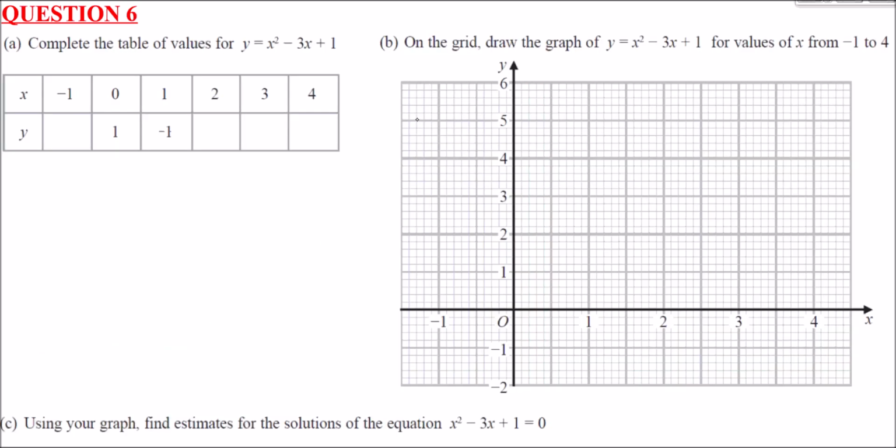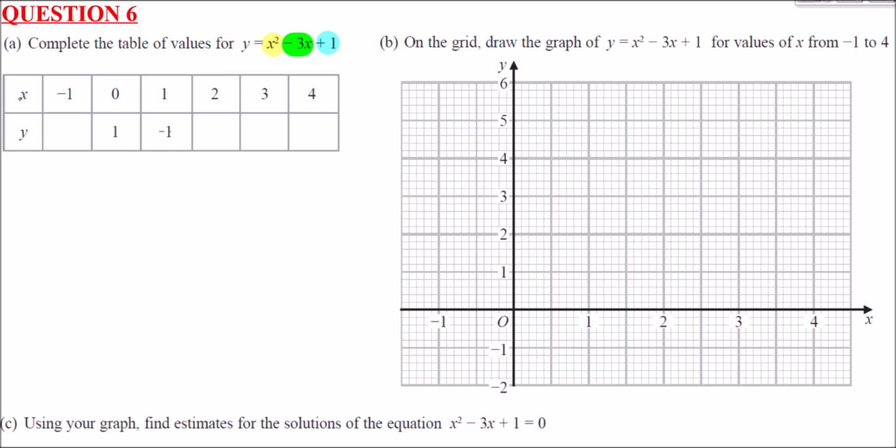Question 6, we're going to have to draw a graph. First of all, part A, we need to complete the table of values for this quadratic curve y equals x squared minus 3x plus 1. So there's 3 different ingredients to build what y is. We've got the x squared, minus 3x, and plus 1.